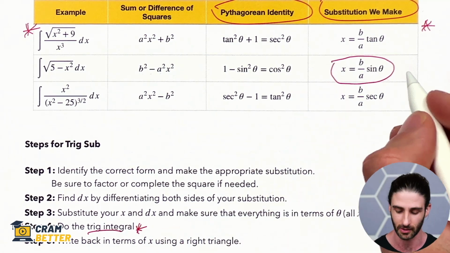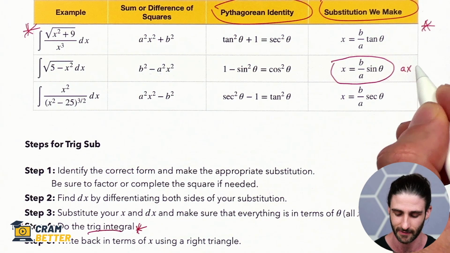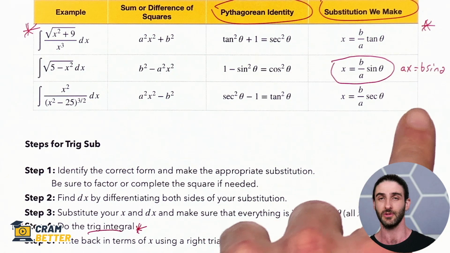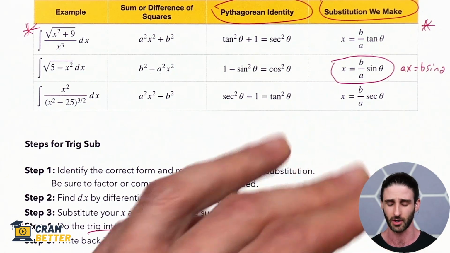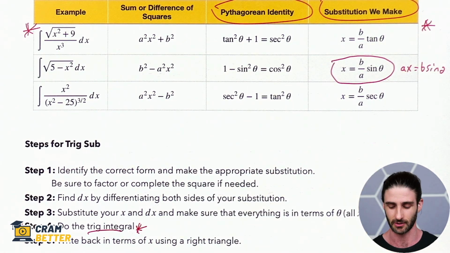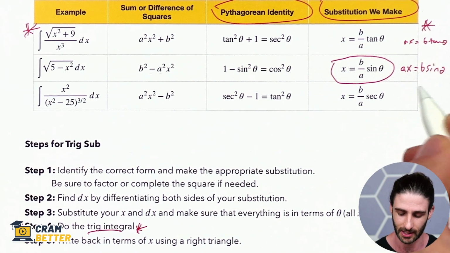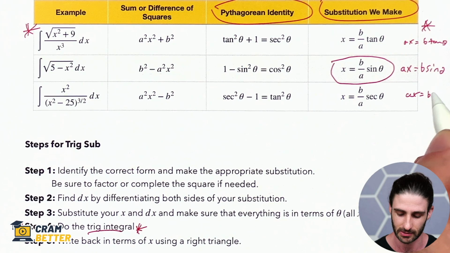Now that's one way. The other way that you could do this, you could have the a over here. And this is actually how I often do it. ax equals b sine theta. You could also do this kind of substitution. It's a little bit more straightforward and you get the exact same sort of thing. All right. And it would apply to the others. This would be ax equals b tangent theta, etc., right? ax equals b secant theta.